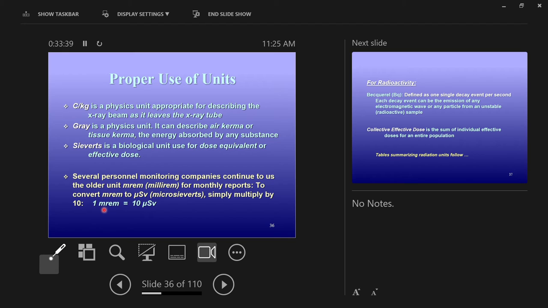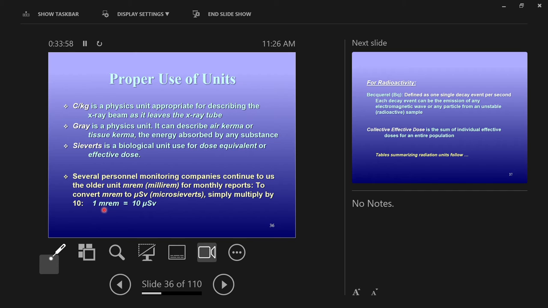This is only really useful for badge reports because they're stuck to measuring things in this way. By the way, the REM and sievert are the same. REM is the old, sievert's the new.